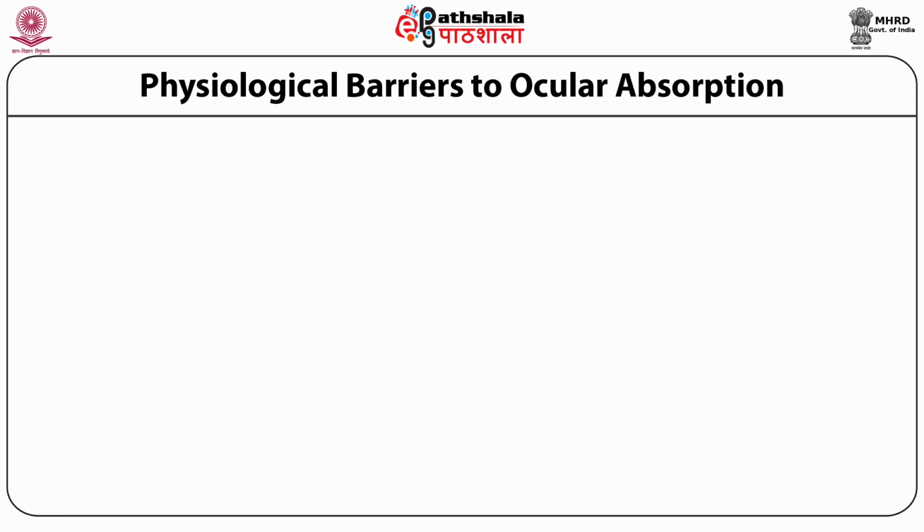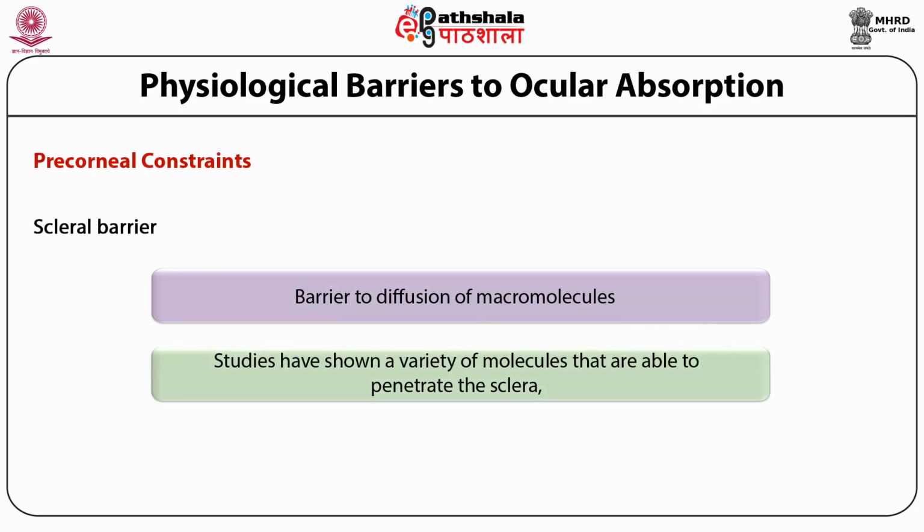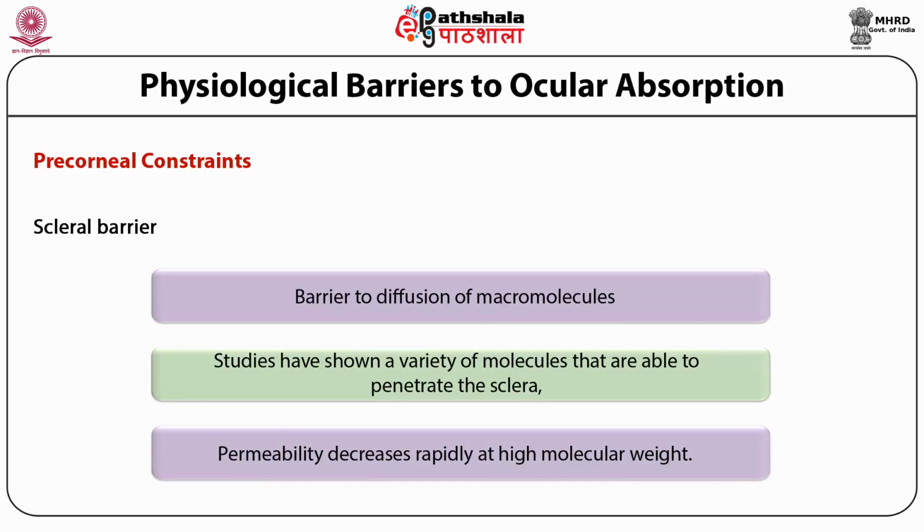There are different types of constraints. The primary constraints are the precorneal constraints. Amongst those, the first one is the scleral barrier. The sclera presents a barrier to the diffusion of macromolecules. Studies have shown a variety of molecules that are able to penetrate the sclera. However, as the molecular weight increases, permeability decreases.